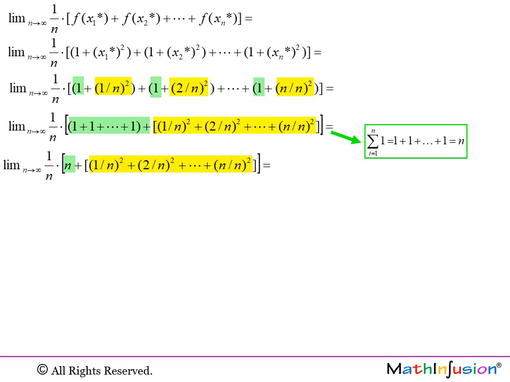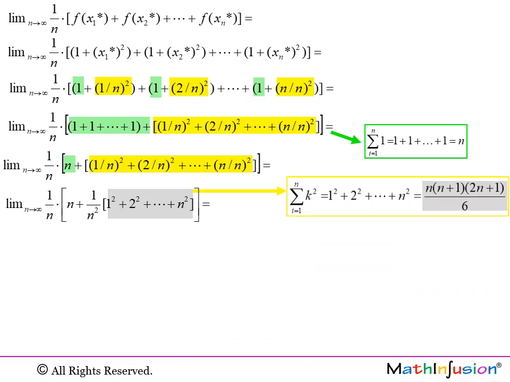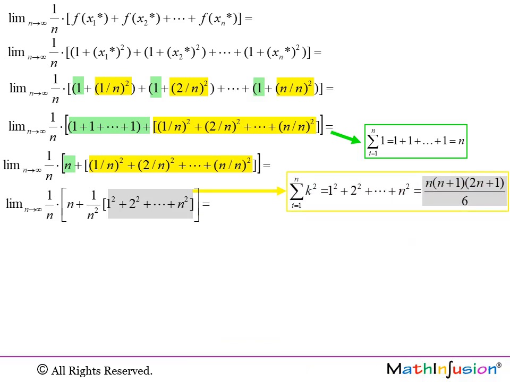We pay attention and we see that all the yellow part is something over n to the power of 2. So the first thing to do is to distribute 1 over n to the power of 2. And we get this. Now we have to work this sum of 1 to the power of 2 plus 2 to the power of 2 plus so forth plus n to the power of 2. But for this we have a closed formula. We know that this is n times n plus 1 times 2n plus 1 over 6.